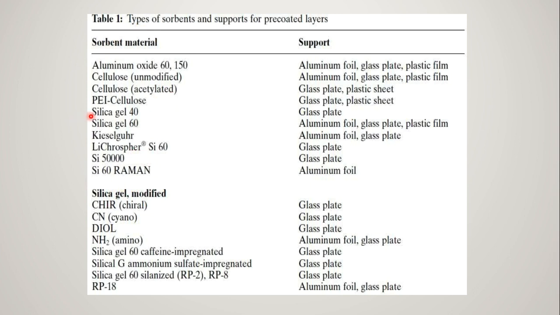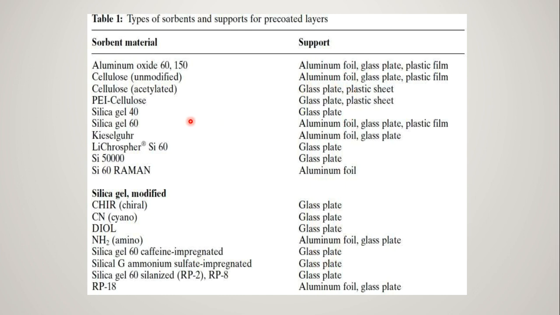Generally the TLC technique is applied in chemistry laboratories where we are doing preparative chromatography, where we have to see the ongoing chemical reaction process. So these are the sorbent materials: aluminum oxide 60, 150. The support materials are aluminum foil, glass plate and plastic films. So these are the support materials, meaning the substrates on which these sorbent materials have been coated.